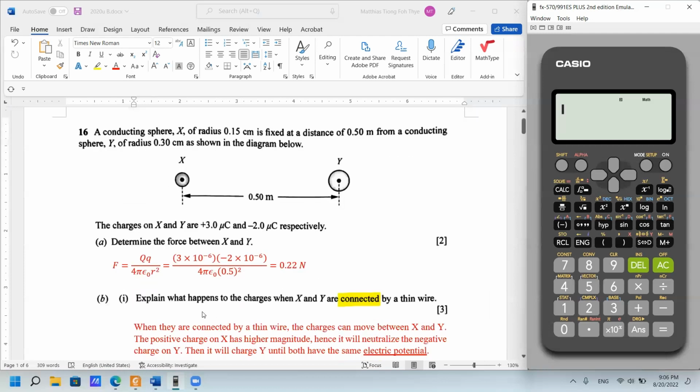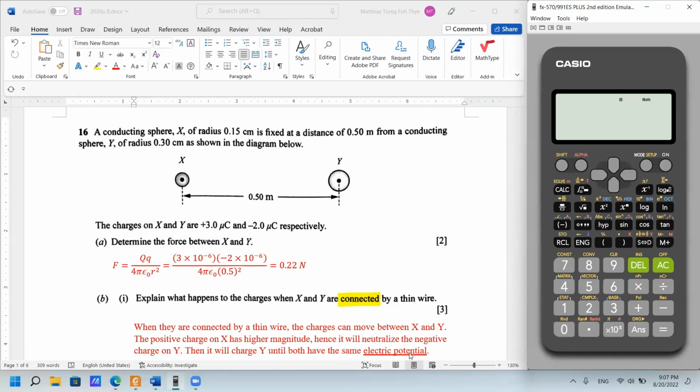Next, we're going to explain what happened to the charges when X and Y are connected by a thin wire. When X and Y are connected, the charges are free to move between X and Y. So we have positive and negative charge. Since X has a higher magnitude of charge, it will neutralize the negative charge on Y, and the remaining charge will continue to charge Y until both of them have the same electric potential.